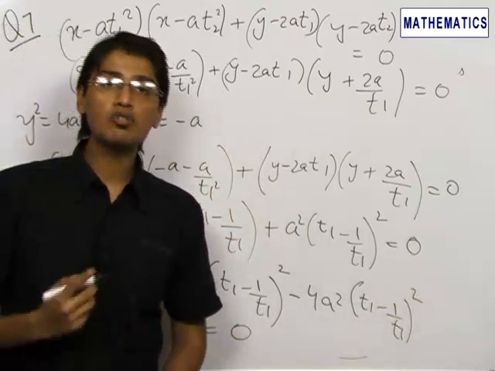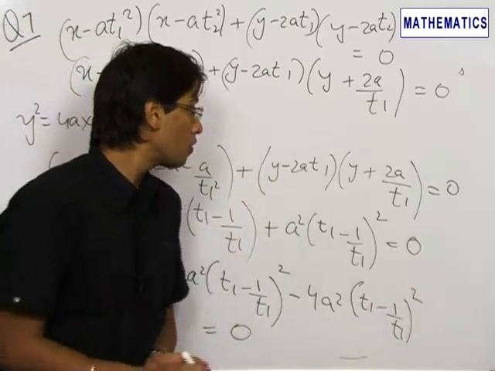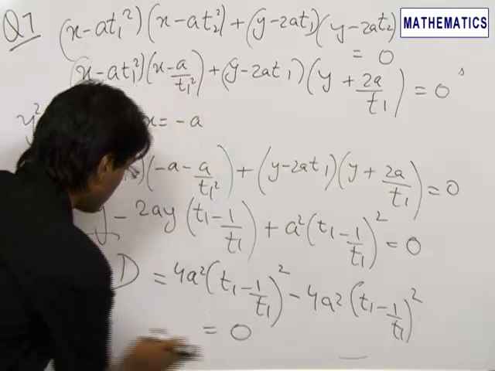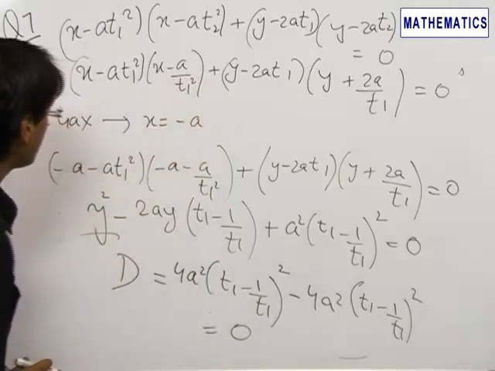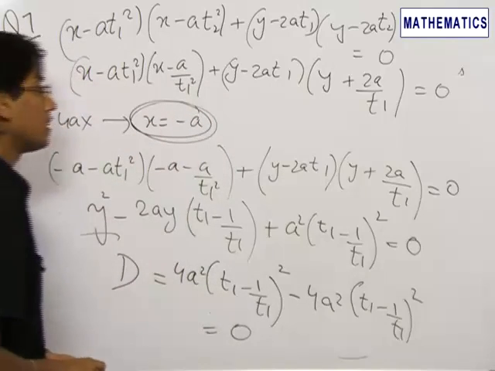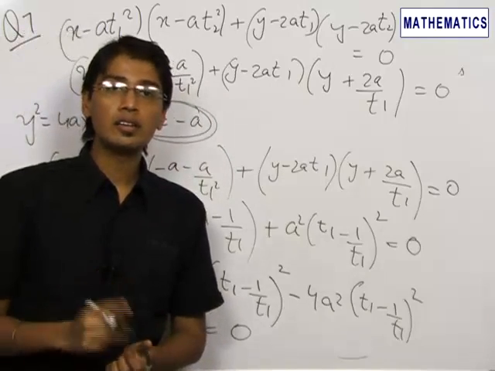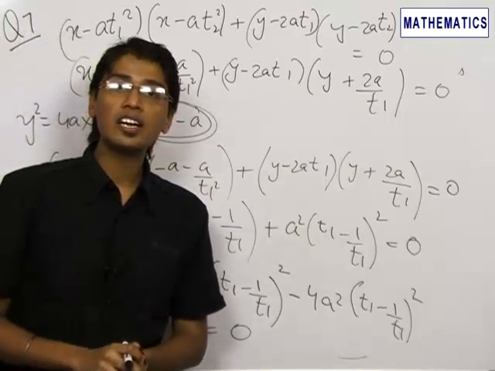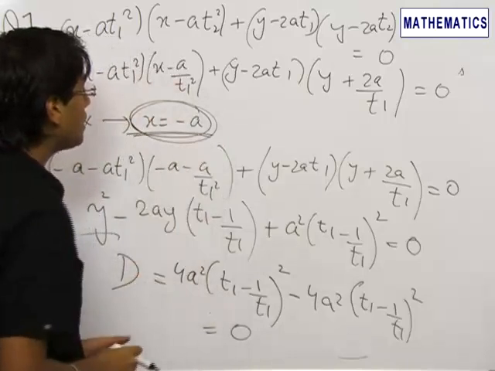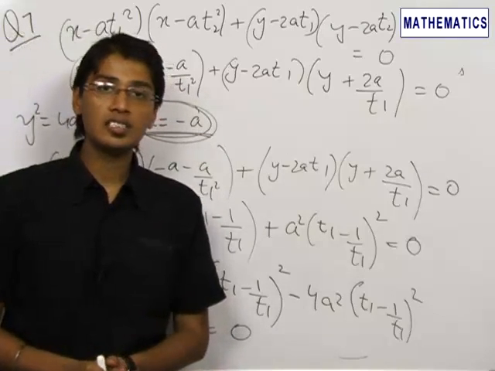Since the discriminant of this quadratic is equal to 0, we can see that this quadratic equation has equal roots, and hence the directrix x equals minus a is cutting the circle at only one point, which means the directrix is touching the circle. Hence we have proved that the circle on any focal chord as the diameter touches the directrix.